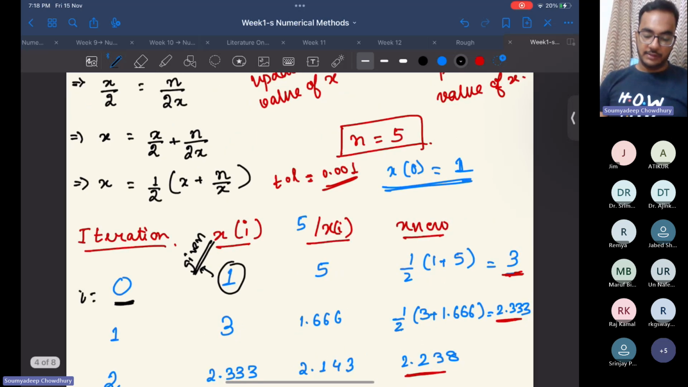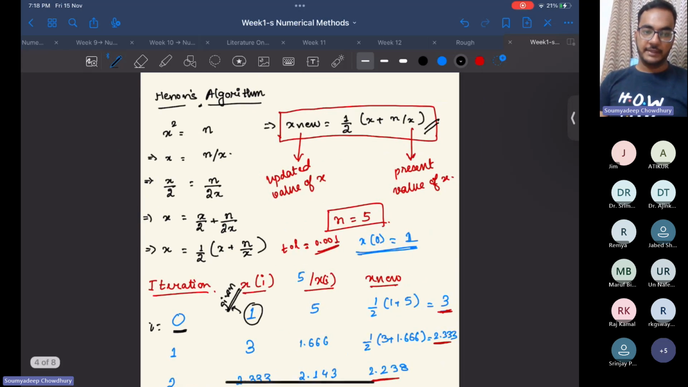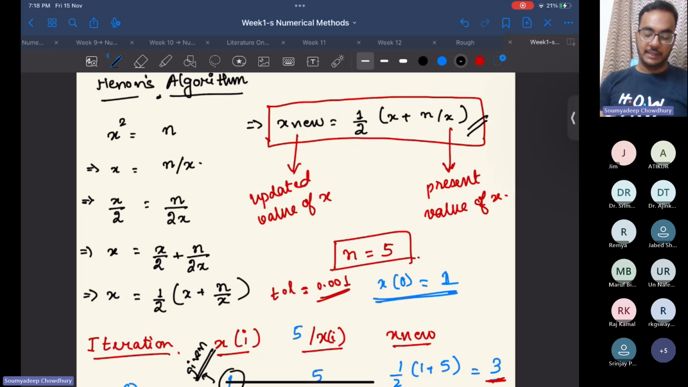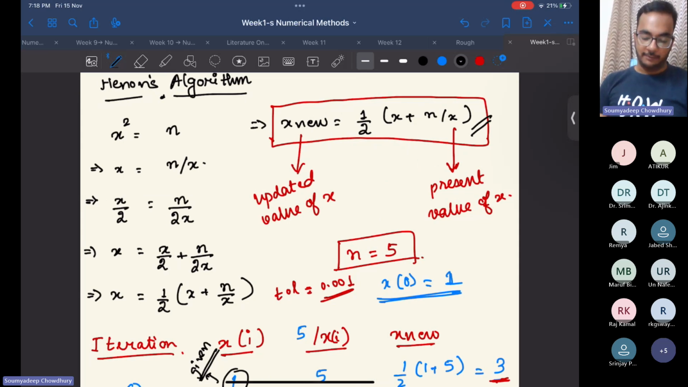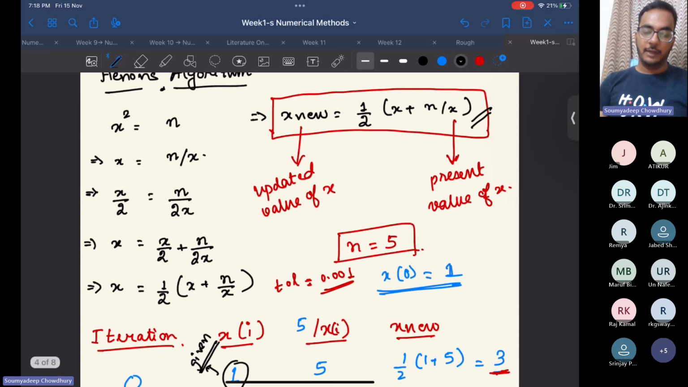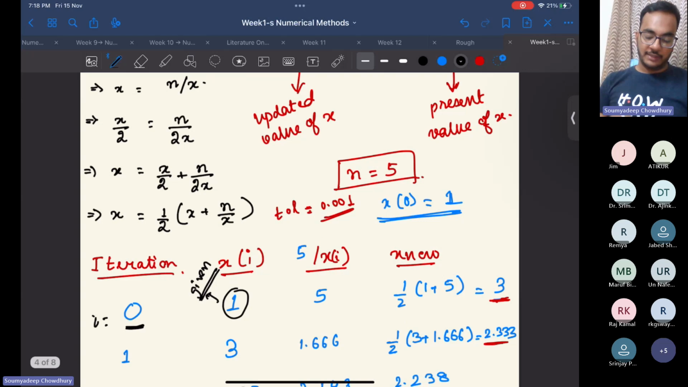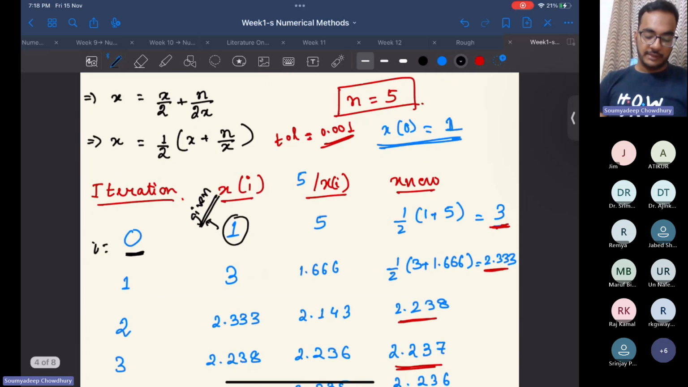And here you can see the formula is half into x plus n by x. n is basically 5 here. We are trying to find the square root of 5, that's why our n value is equal to 5. So we have made two columns, for x i and n by x i, and then we add those and divide by 2 to get the value of x new. So x i is 1, 5 by x i is 5, and x new is 3. This 3, which we obtained at the end of the 0th step, will be your value for x of i at the next step.